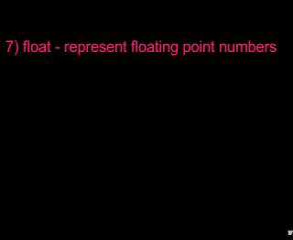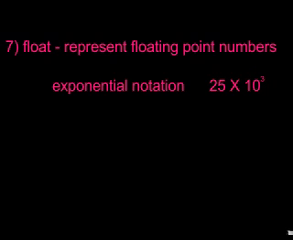The next data type is the float data type. It represents floating point numbers, that means exponential notation, like 25 into 10 power 3. When we have to represent numbers in exponential notation, we use the float data type. It can have precision up to 64, that is, a maximum of 64 digits we can use.